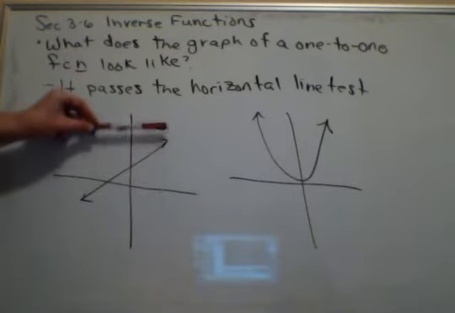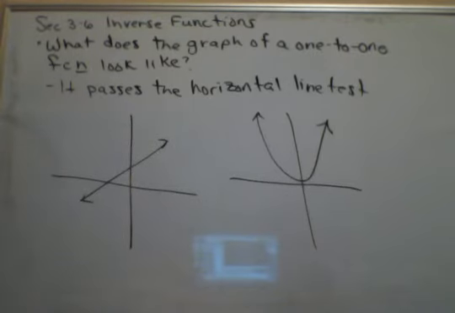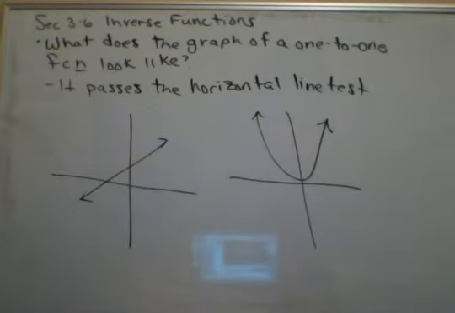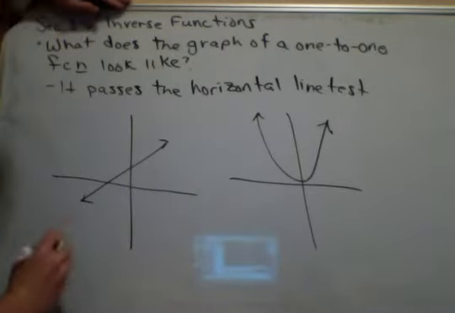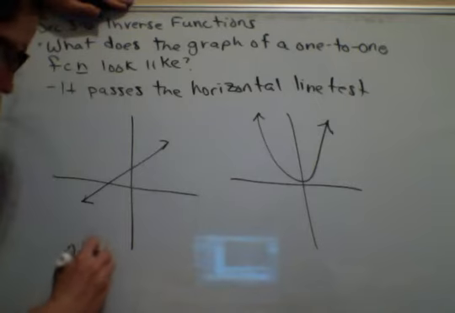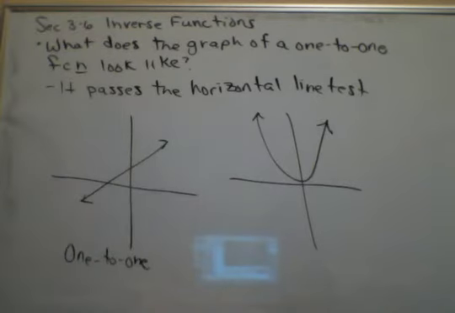In this case, we can see that this graph on the left, this linear function, does pass the horizontal line test, and therefore it is what we would consider a one-to-one function. Now, why is it important for us to understand what one-to-one functions look like? I'll remind you that one-to-one functions are the ones that have inverses. If a function is not one-to-one, it does not have an inverse.